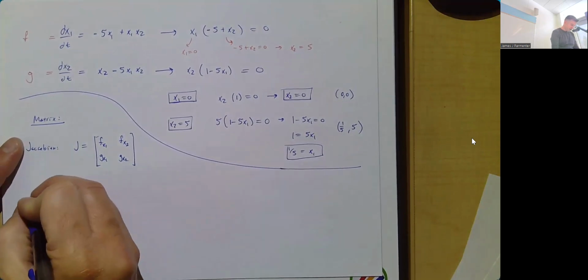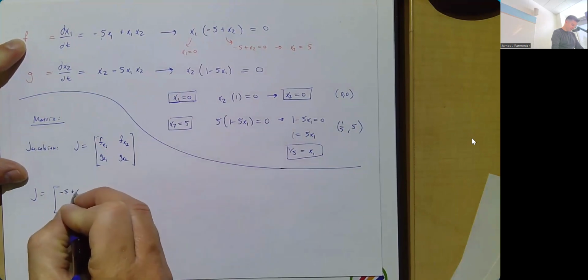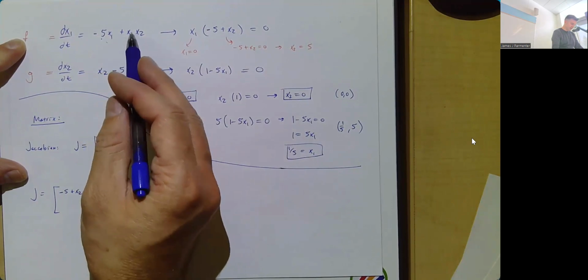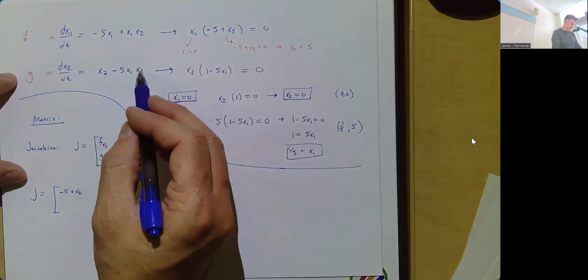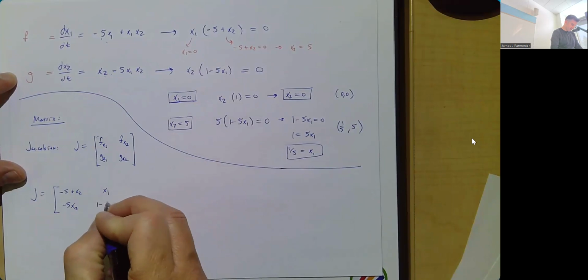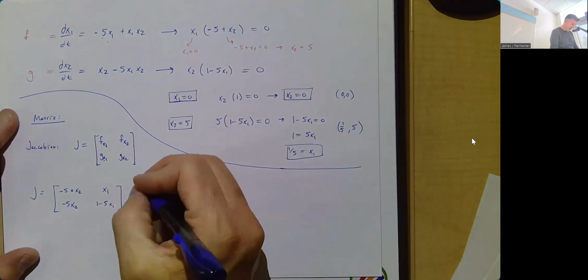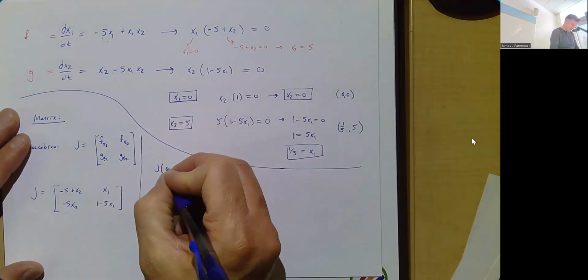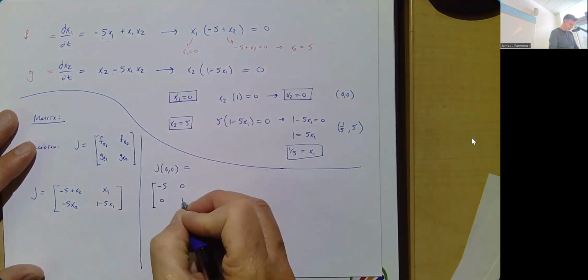All right, so then my Jacobian is going to be, so the partial of f with respect to x1 is going to be -5 plus x2. The partial of f with respect to x2 is going to be 0 plus x1. The partial of g with respect to x1 is going to be 0 minus 5x2. And the partial of g with respect to x2 is going to be 1 minus 5x1. And then we plug in each of our equilibria, and then we classify them in any way you want. So if we look at J of (0, 0), our matrix is going to be [-5, 0; 0, 1].